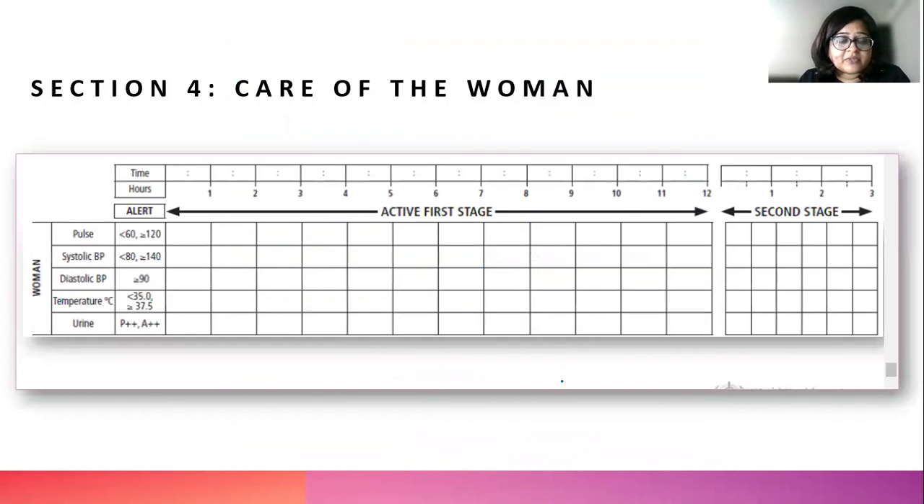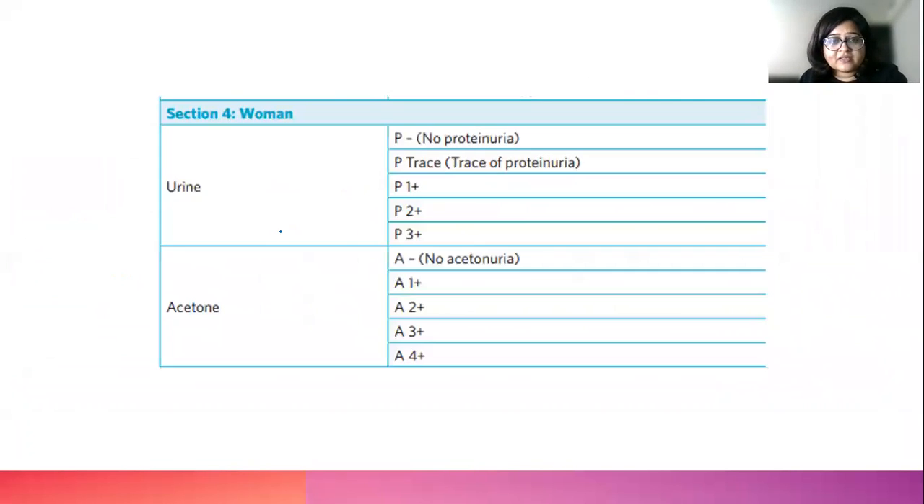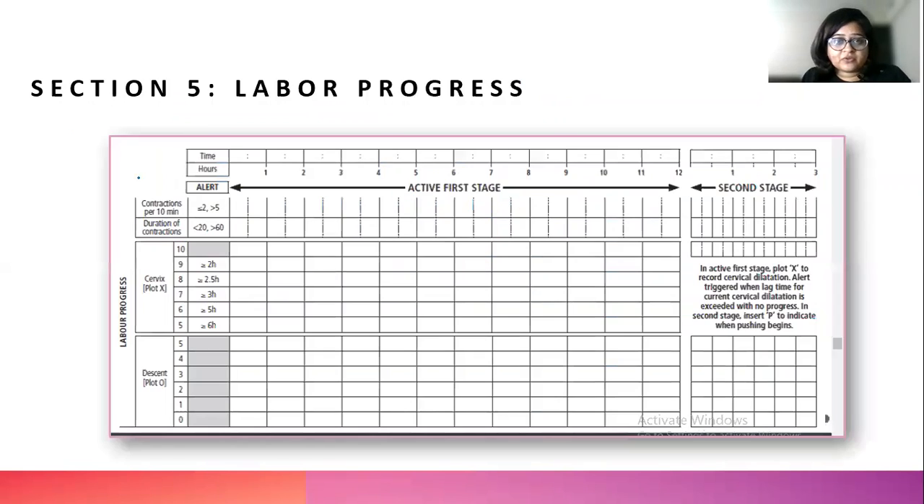Next comes care of the woman. Again, this was there in the previous partogram. Her pulse, her blood pressure, her temperature, urine proteinuria, and urine ketones. So this is very simple. So basically, what have we read till now? Section 1 was identification. Section 2 was supportive care, which includes companionship, analgesia, fluid intake, and position. Section 3 is care of the fetus or baby, and section 4 is care of the woman. Okay, now coming to the most important point. This is progress in labor.